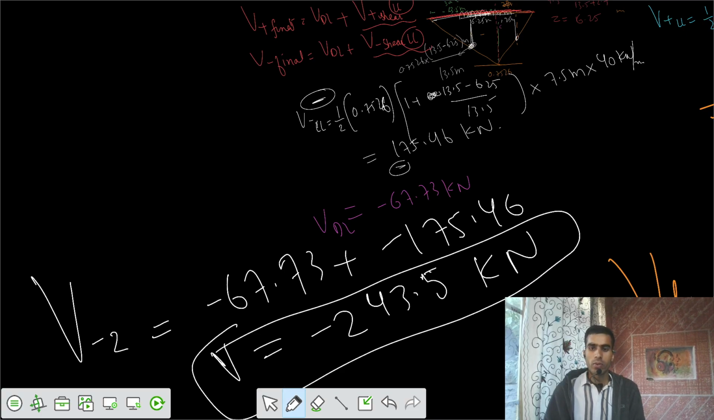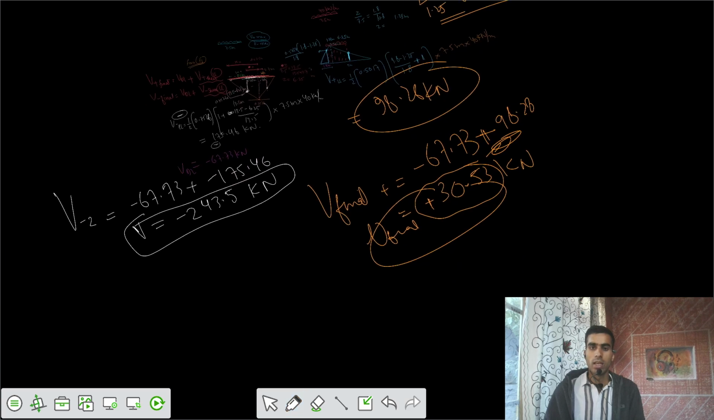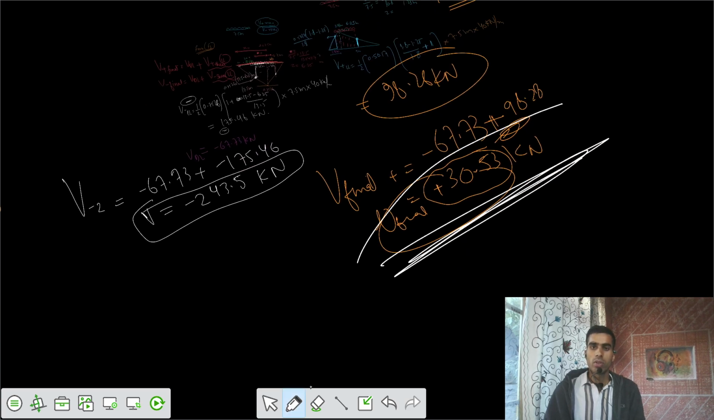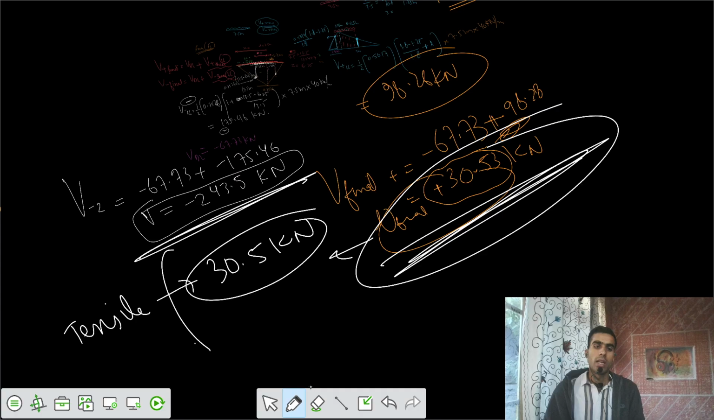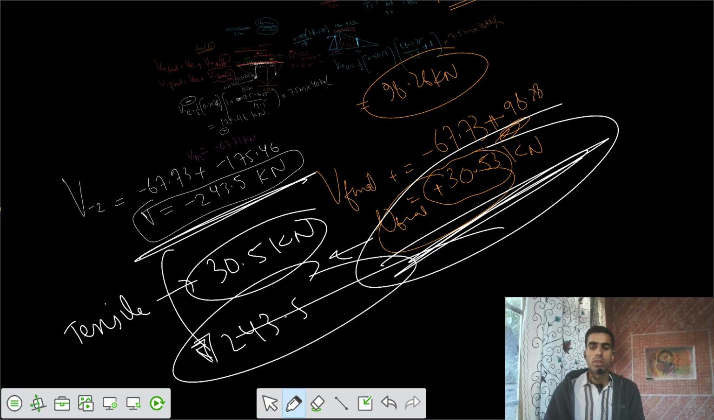So which one should you take as the final design force? One of the forces you got as positive 30 and one of the values you got as negative. So in tension you have to design the member so that it should have a design strength more than this much amount of force, and in the compressive forces it should take this much amount of force. So this is the final problem.